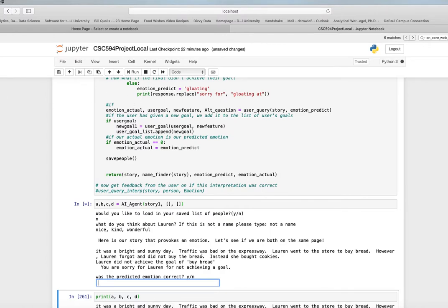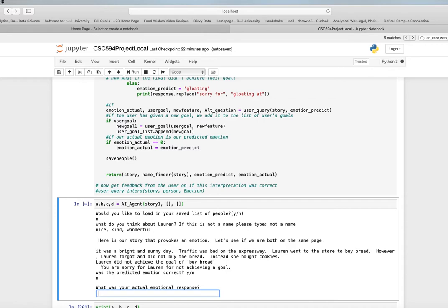So the story is: traffic was bad. Lauren went to the store to buy bread. However, she forgot and did not buy the bread and said she bought cookies. The agent is predicting we feel sorry for Lauren for not achieving a goal. And it says Lauren did not achieve the goal of buying bread. Was that emotion predicted correct? We could say yes, and that wraps it up. But for now, let's say no.